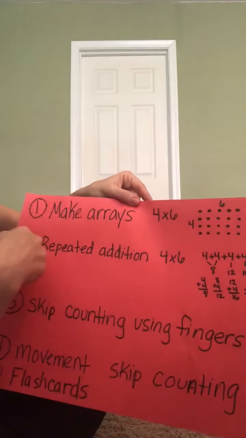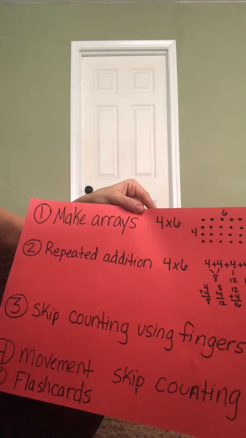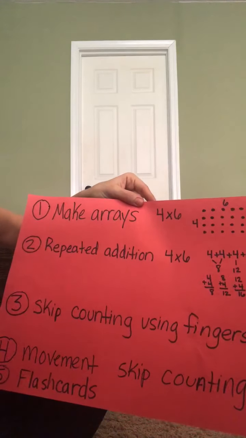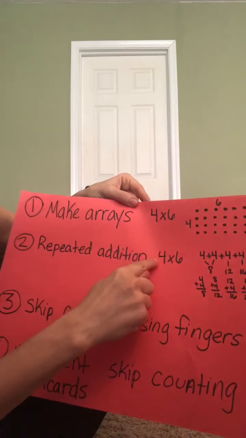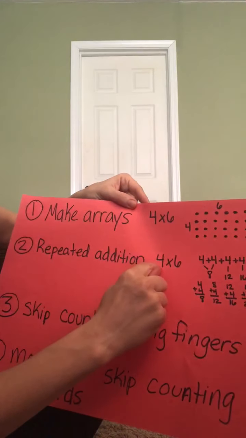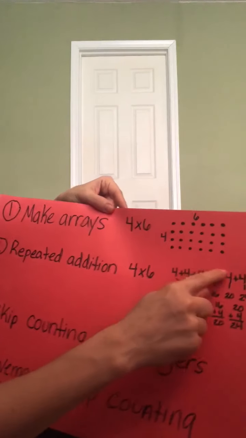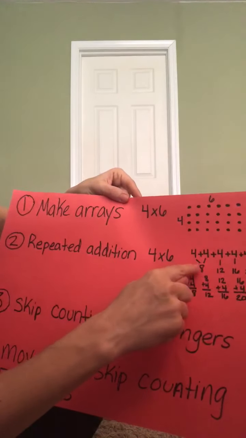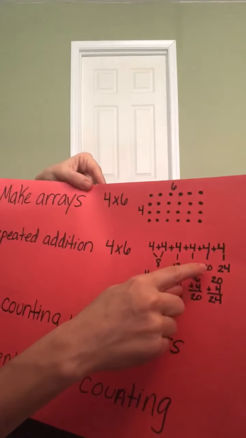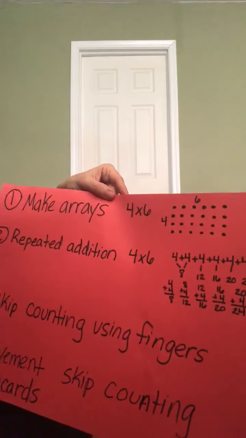Okay, repeated addition. They're learning addition starting in first, second grade, where they're working with number bonds and addition. So repeated addition. 4 times 6 means that I'm adding 4 6 times. So here's my 6. I could say 4 plus 4 is 8. 4 more is 12. 4 more is 16. 4 more is 20. 4 more is 24.